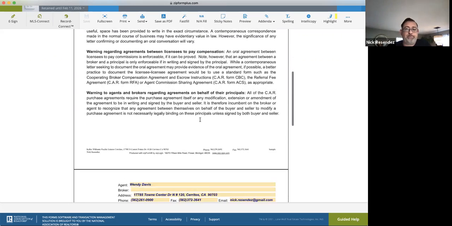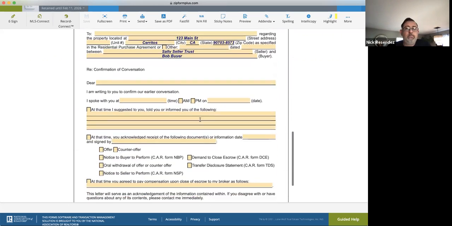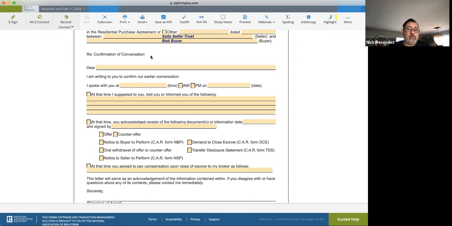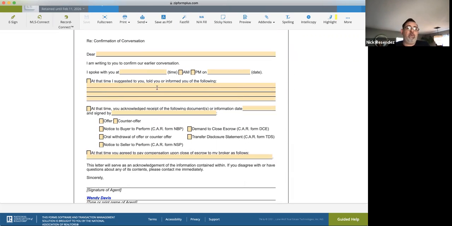So let's take a look here. So dear blank, and that would be the buyer, the seller, the agent, whoever you spoke with. I spoke with you at this time and date. At that time, I suggested to you, told you, or informed you of the following. And here's where we'll document whatever you said. Okay. So again, this goes back to the one I did the other day was acting against broker advice. I was speaking to a buyer, advising them, telling them what I thought they should do. They told me that they wouldn't do what I thought they should do.